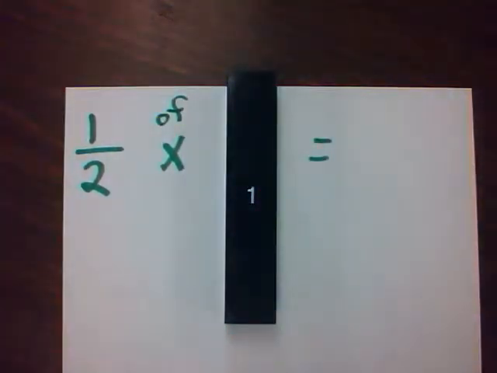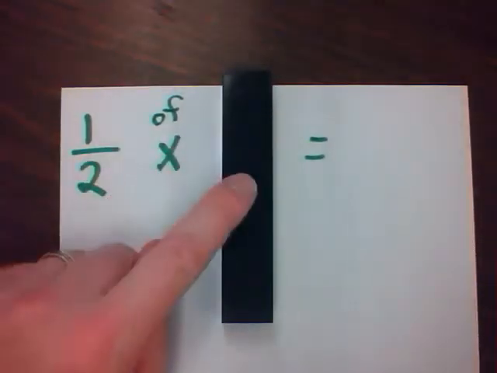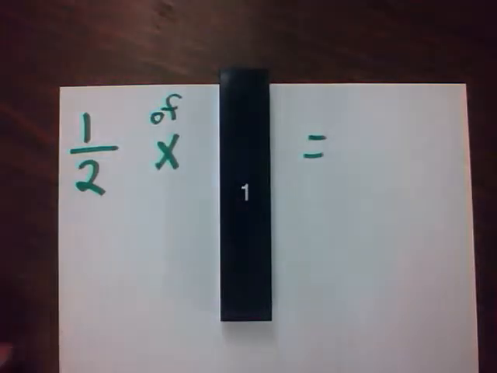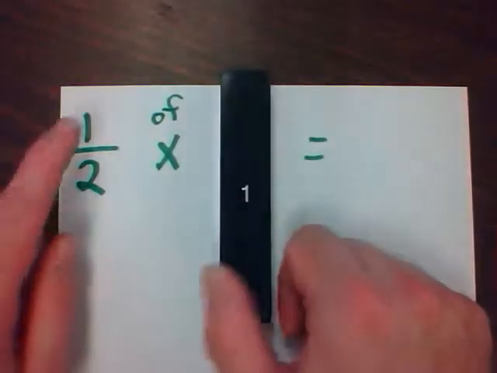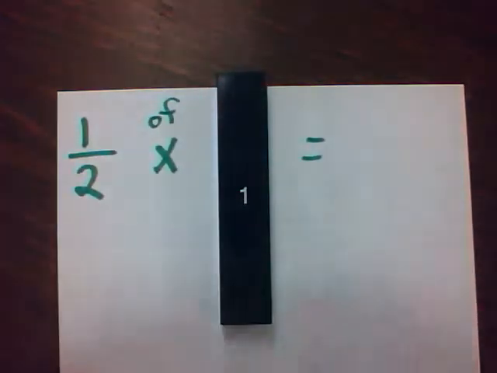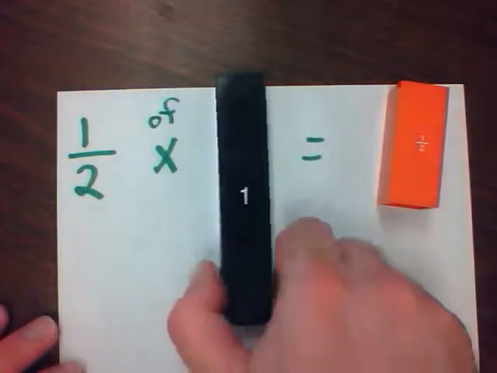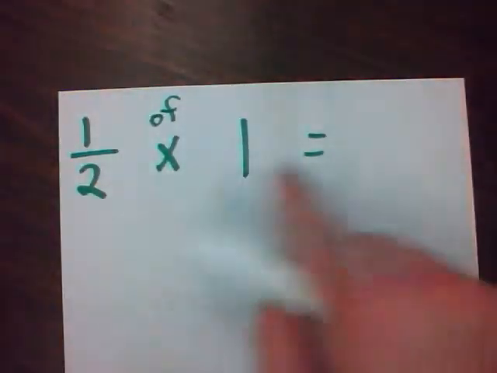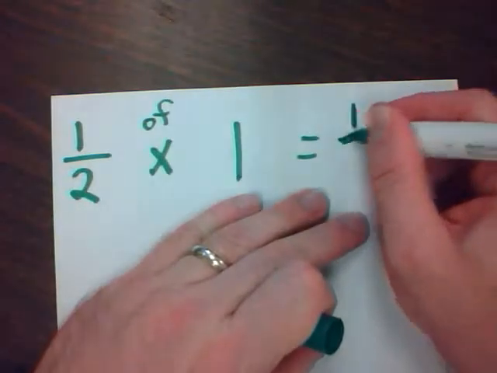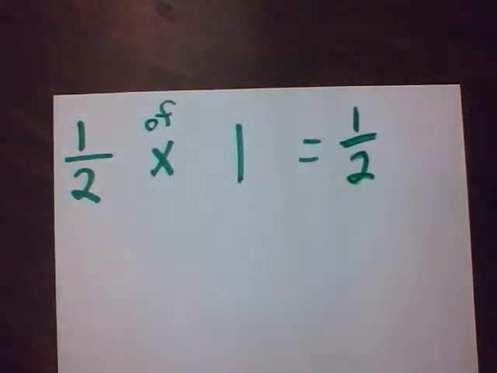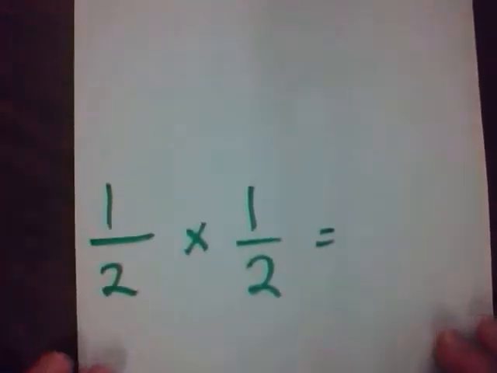So this question is asking for 1/2 of my chocolate bar. So 1/2 of 1 is a half. So 1/2 times 1 equals 1/2. All right? That's relatively obvious. What about this kind of question?